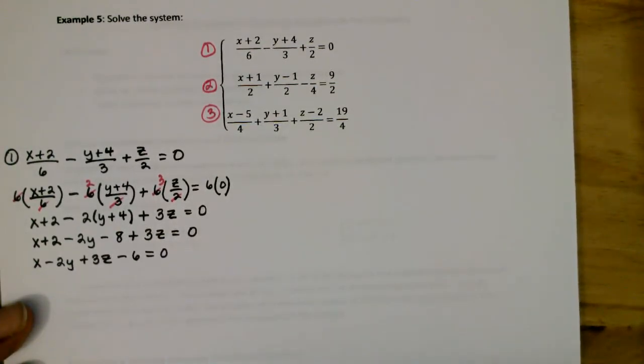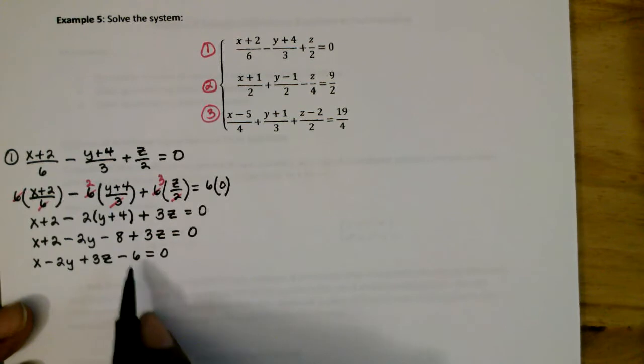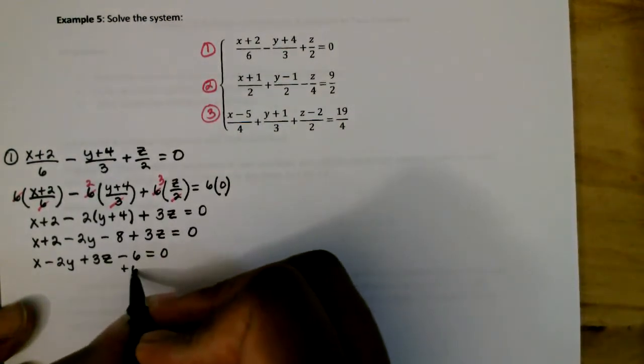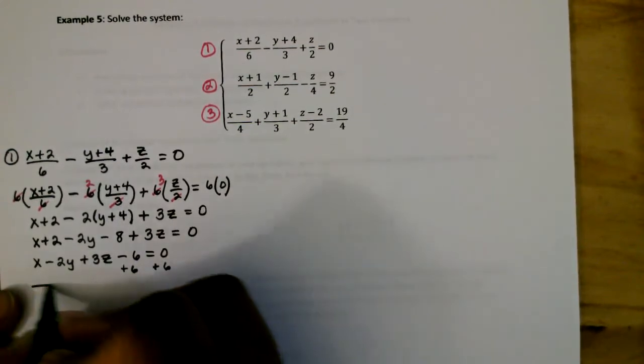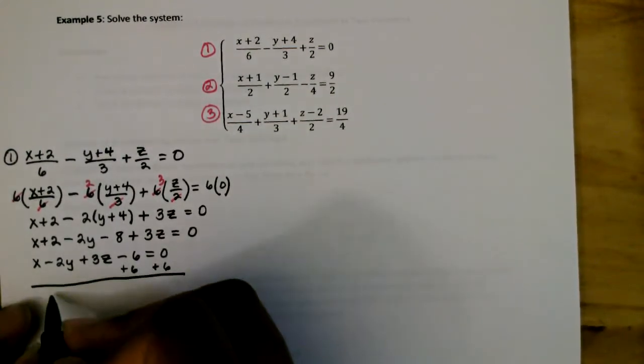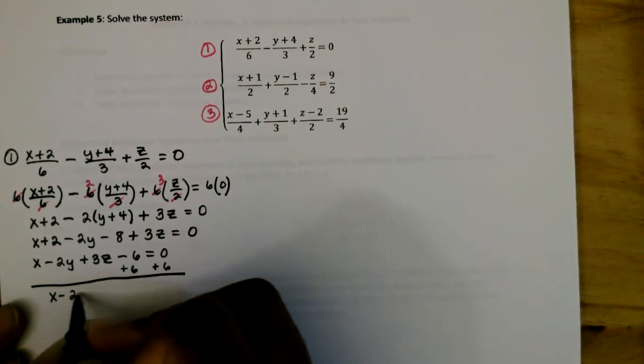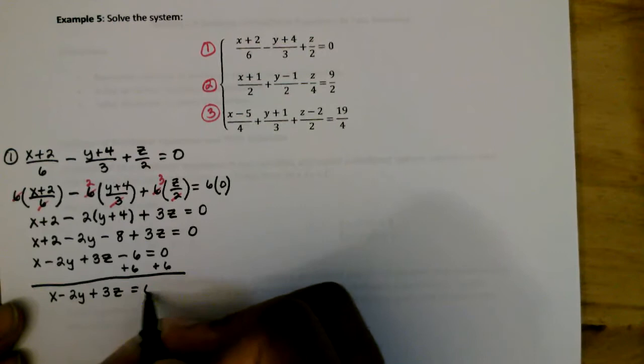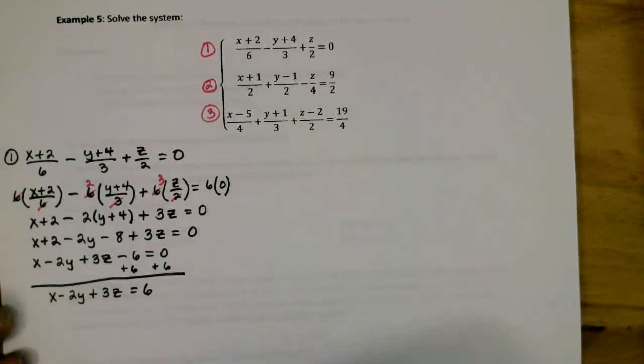Now I want that constant term to be on the other side. So if I move that minus 6 over to the opposite side, it's going to be a plus 6. Or think of this as adding 6 to both sides, if you choose. So this would be x minus 2y plus 3z equals 6. So that's my new equation 1.